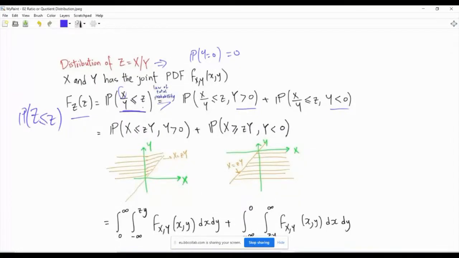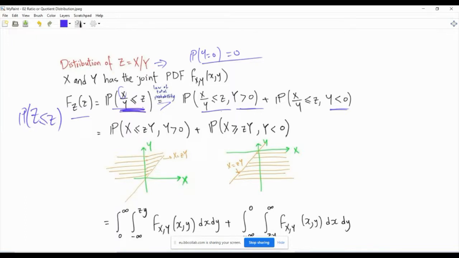So this event here is basically the same event and Y greater than 0, or the same event and Y less than 0. There are no other possibilities, because the probability that Y is equal to 0 is 0, which is satisfied for continuous random variables.